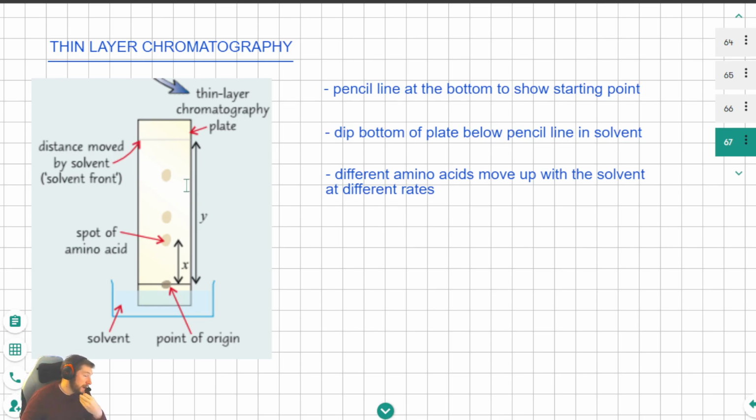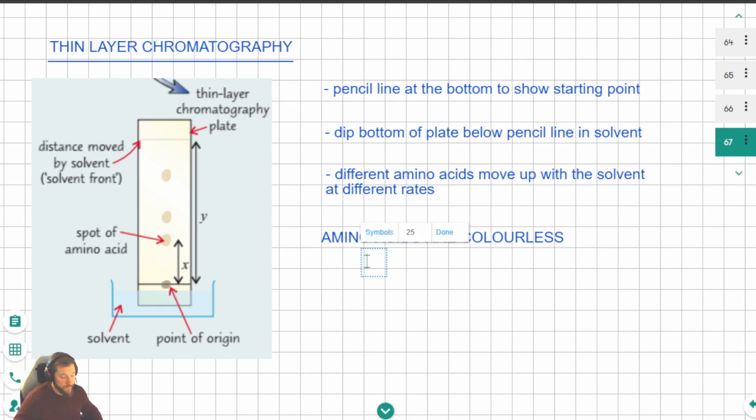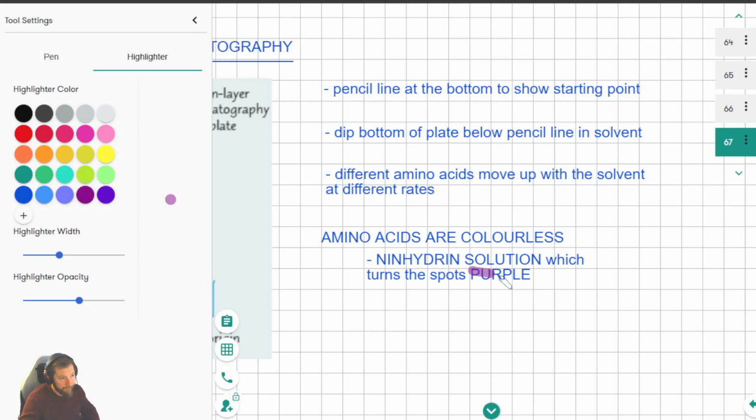And at this point, we have to do something interesting that we haven't done when we've studied other types of chromatography, because amino acids are colourless. I'll write that in capitals. Amino acids are colourless, and we need to be able to see the spots. So there's a few things we can do to do this. One thing is use ninhydrin solution, which turns the spots purple. I'll colour that purple just for fun.